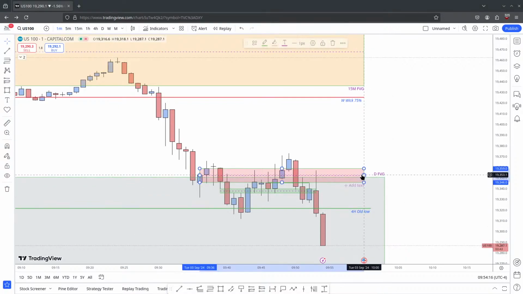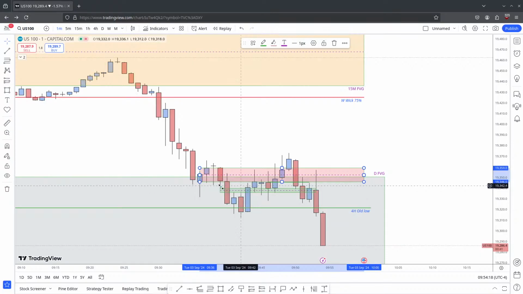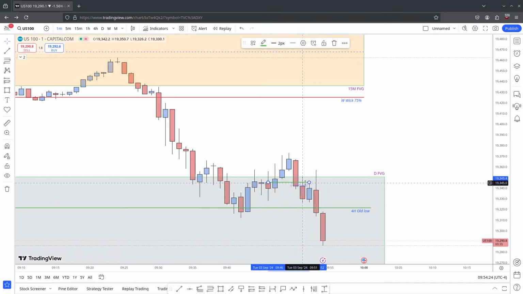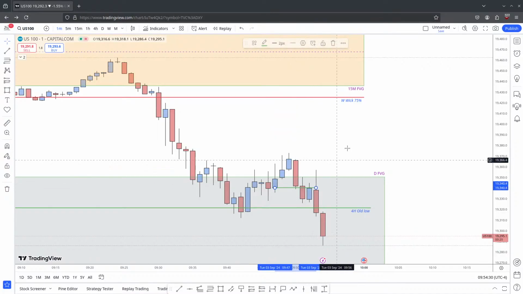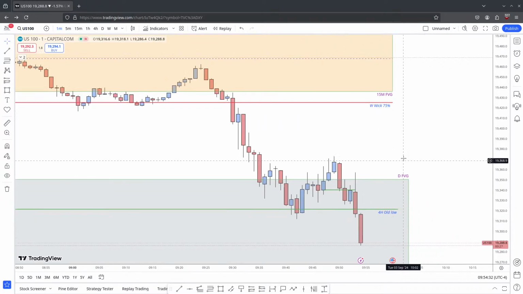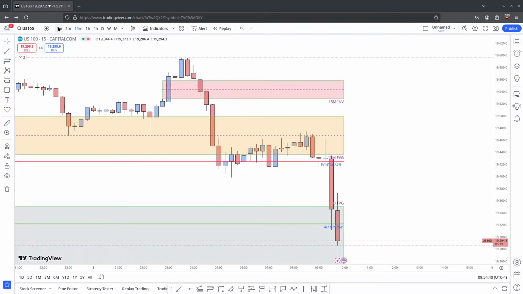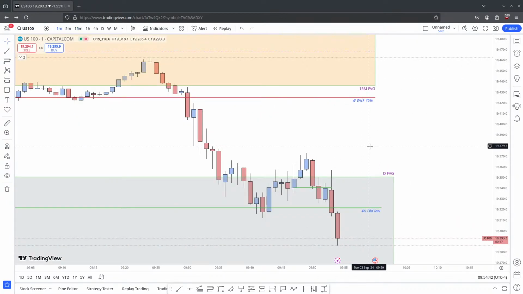There we go. Put it back into this order block. Moved off a lower. So definitely nothing here that I would look at taking, at least not for 9:30 or 9:50 to 10:10.